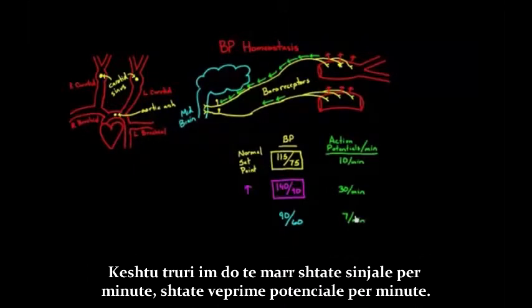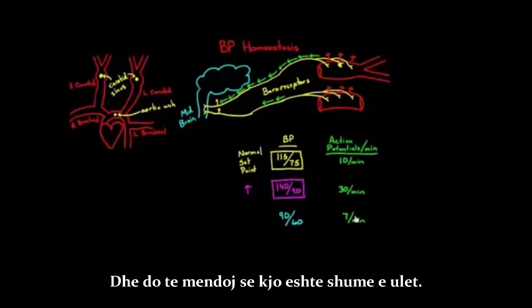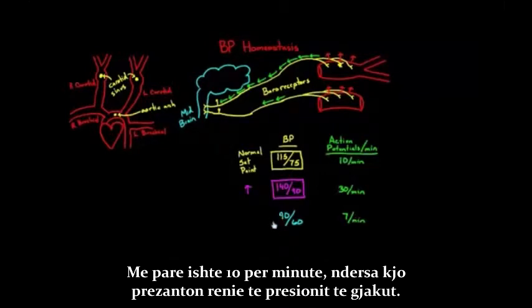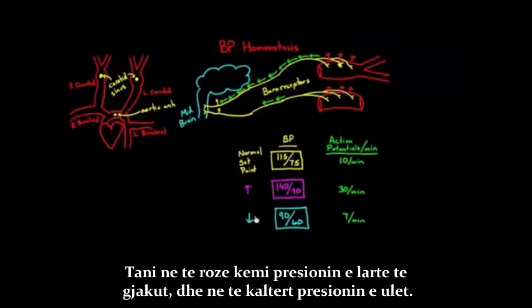And again, my midbrain is going to get 7 little green arrows per minute, 7 action potentials per minute. And it's going to think, well, that's very odd. Before it was 10 per minute. So this represents a fall in blood pressure. So now you have high blood pressure in pink and a fall in blood pressure in blue.